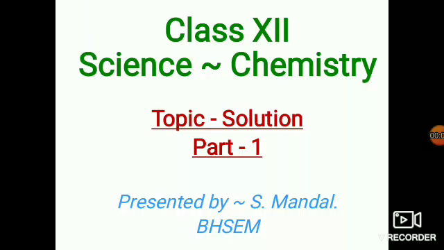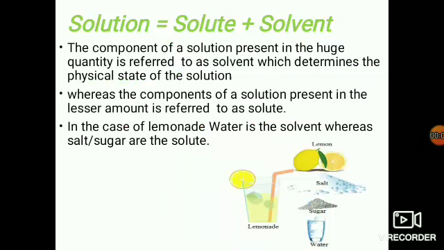Hello students, today we'll cover solution part 1, unit 2, class 12 science chemistry. As the name of the topic suggests, here we are going to talk about the solution. The definition of a solution is that it is a homogeneous mixture of its components. In a solution we have two components: one is the solute, the other is the solvent.